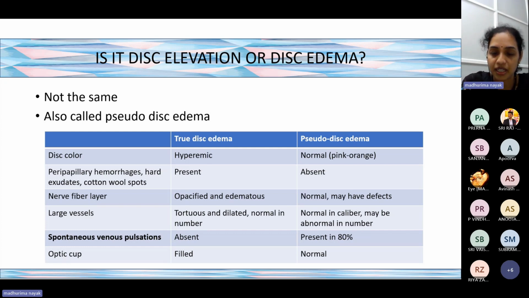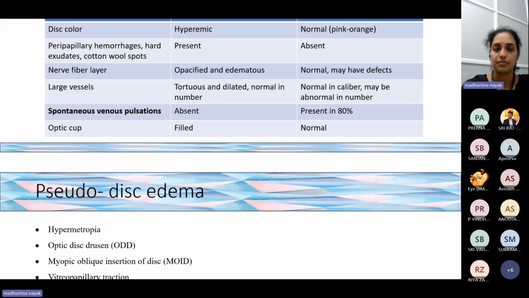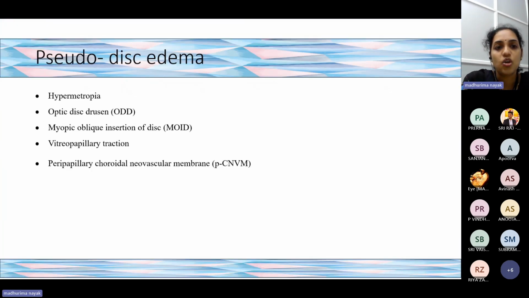I'm using the term papilledema here. Spontaneous venous pulsations are seen on the disc surface. You concentrate with your 90D and look at the vein, and you will see it pulsating in around 80% of patients. If you don't, then gently indent the globe and you can elicit these pulsations. They are absent when the intracranial tension rises above 190 mmHg. And the last one is the optic cup, which is filled in true disc edema and which is normal in pseudo disc edema. Now, these are the causes of pseudo disc edema, hypermetropia being the most common.